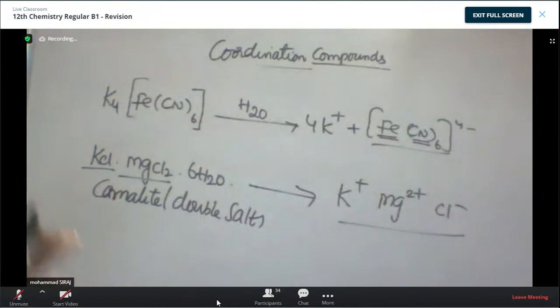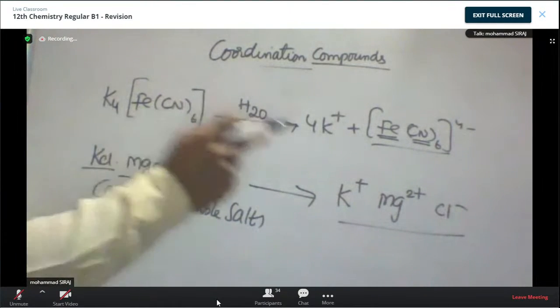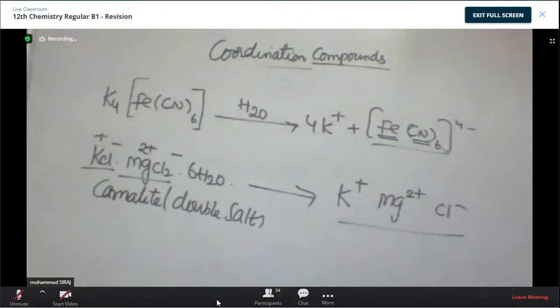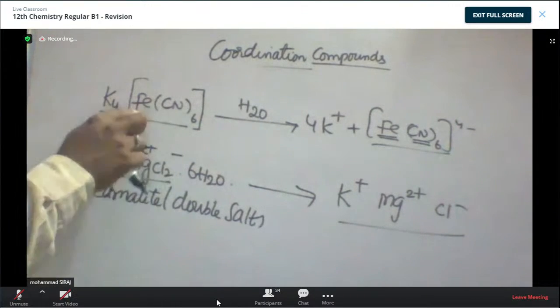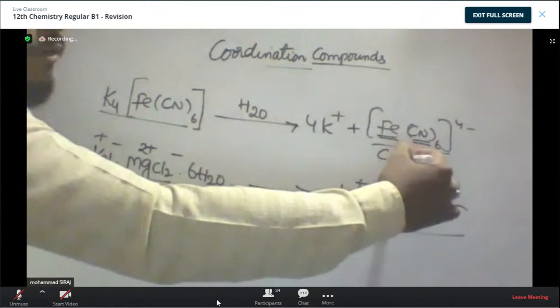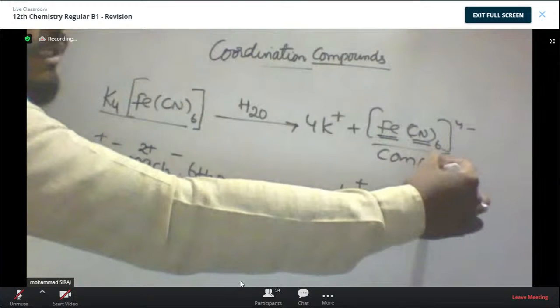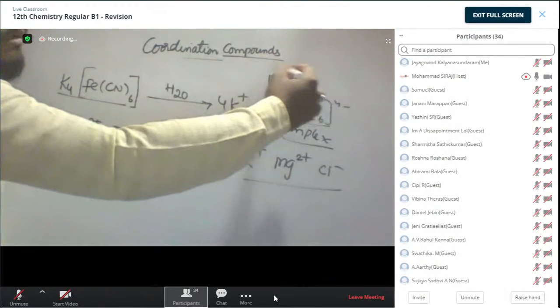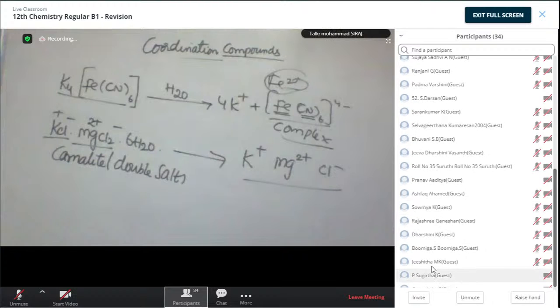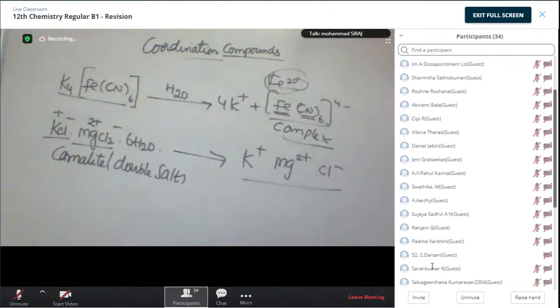Now did you get clarity on what is meant by complex compound and double salt? A double salt gives each and every ion: K+, Cl-, Mg2+, Cl-. In a complex compound there is no chance of separate ions. Only 4K+ and one complex ion form. Is there any chance of a separate Fe2+ ion in the molecule? Fe2+ formation is not possible. That is the difference between a complex compound and a double salt.